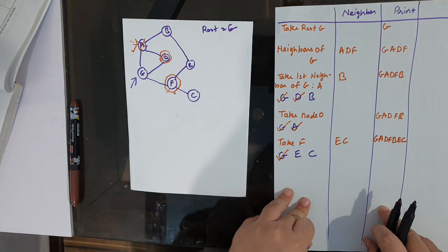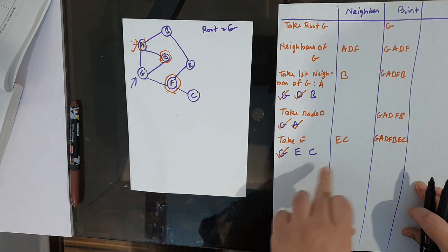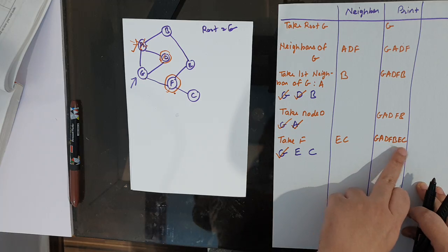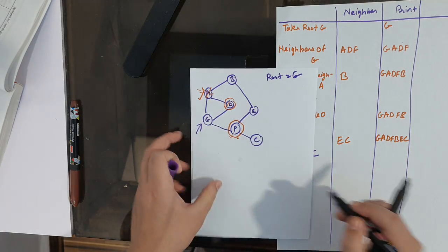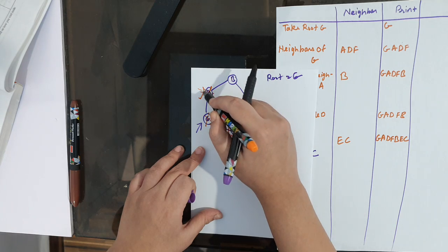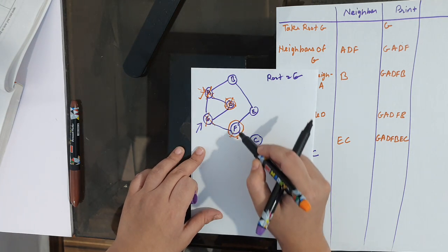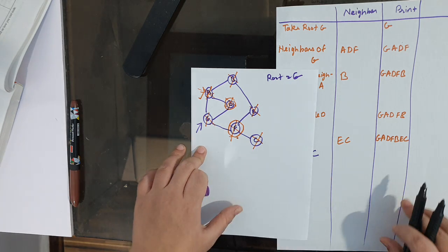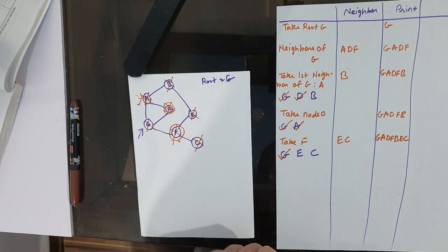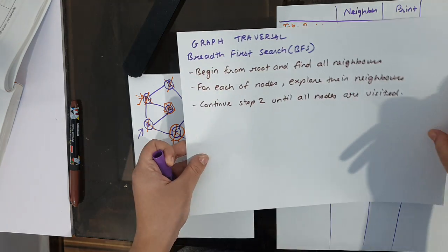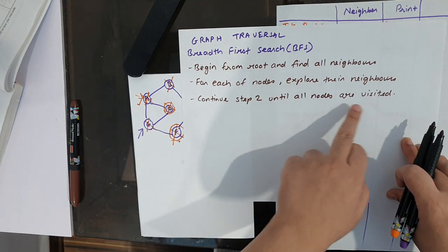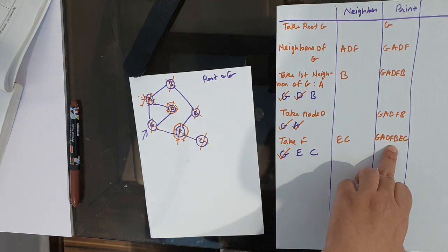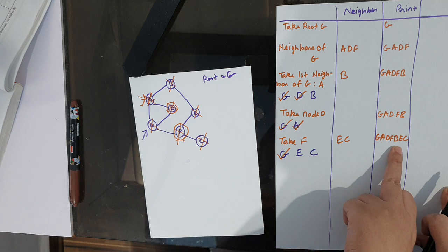So after this, if you notice, all the nodes are visited, G, A, D, F, B, E, C. So basically all the nodes G, A, D, F, B, E and C are visited. So with this, as mentioned in our steps, continue step 2 until all nodes are visited, and we have visited all the nodes, so we need to stop. So our last list is nothing but this one.